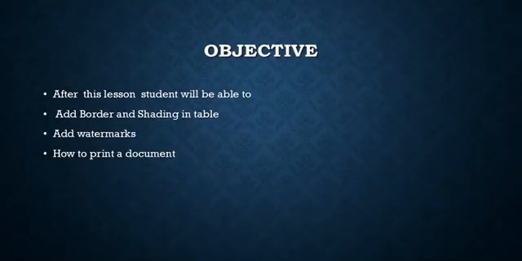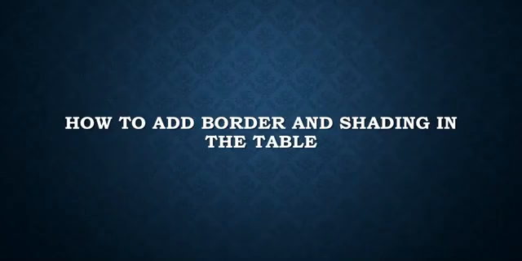After this lesson, students will be able to add border and shading in table. They will also be able to add watermark. They will know how to print a document in Microsoft Word. So students, let's start our topic, how to add border and shading in the table.